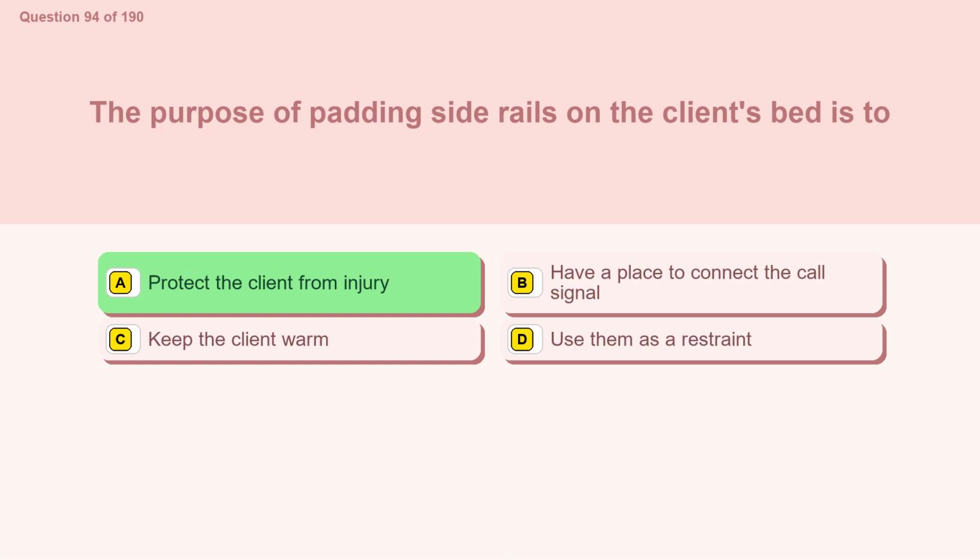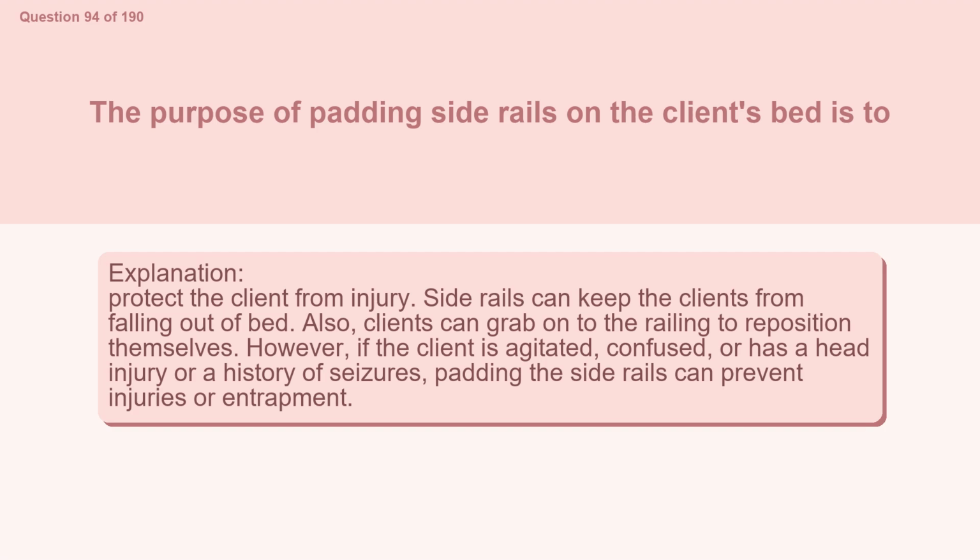The correct answer is option A, protect the client from injury. Side rails can keep the clients from falling out of bed. Also, clients can grab onto the railing to reposition themselves. However, if the client is agitated, confused, or has a head injury or a history of seizures, padding the side rails can prevent injuries or entrapment.